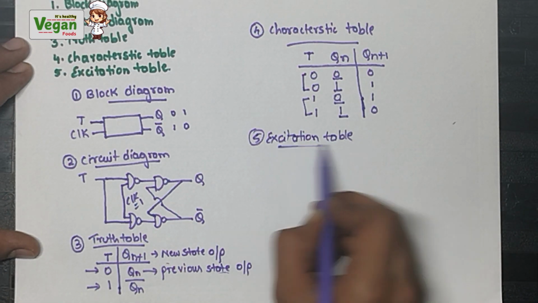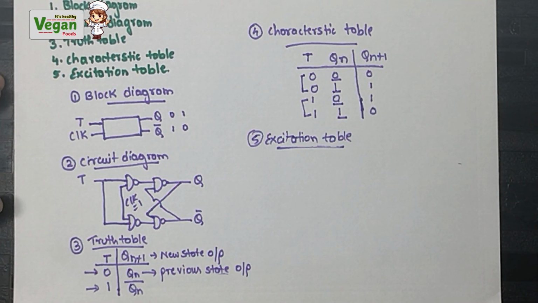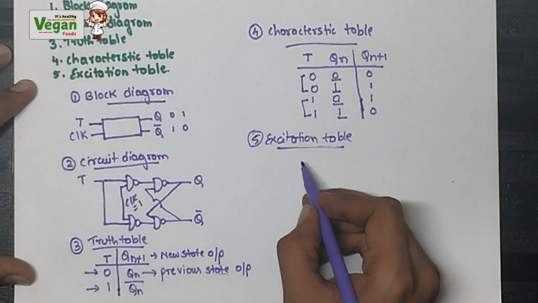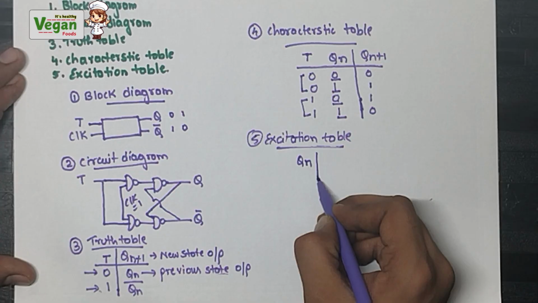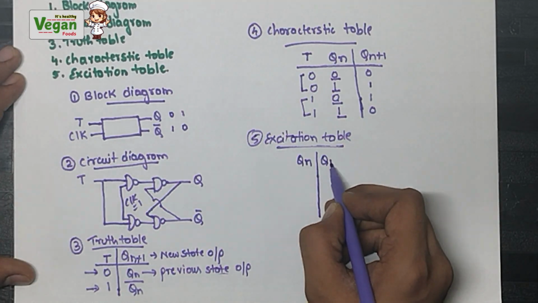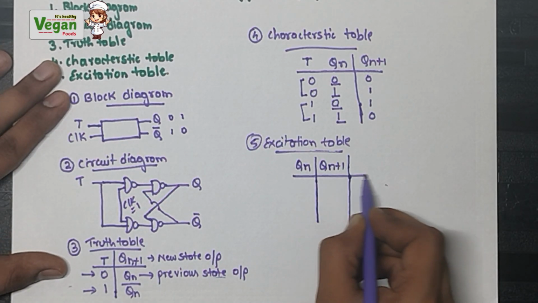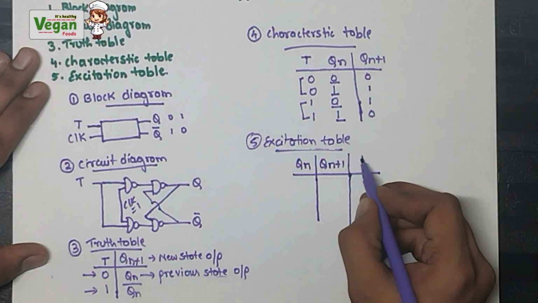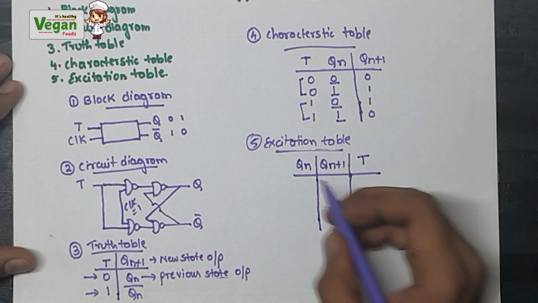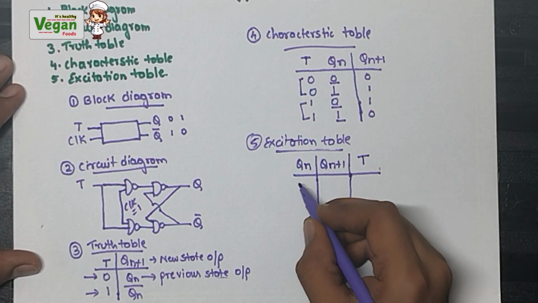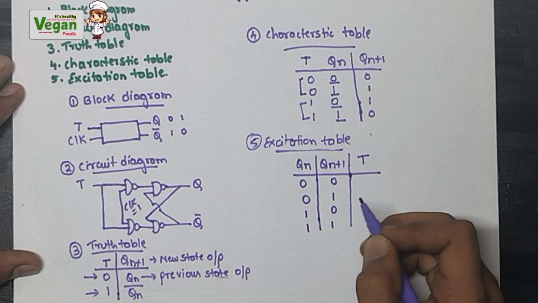Next, fifth one will be the excitation table. To write this excitation table, you must take the reference of the characteristic table. So what will be the inputs? Inputs will be the previous state output Qn and the present state, that is new state output Qn plus 1. These both will act as inputs and the output will be T. Since I have only two inputs, my combinations will be 0, 0, 0, 1, 1, 0 and 1, 1.